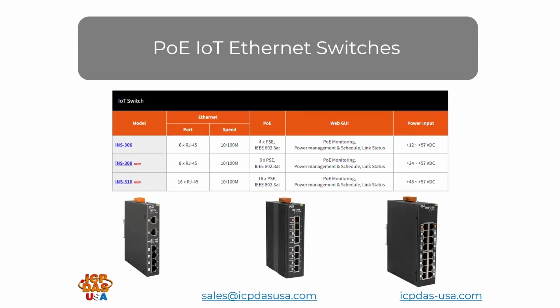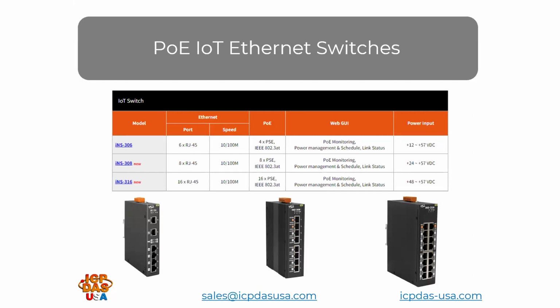These are our INS or IoT network switches. We offer 6-port, 8-port, and 16-port versions. Note that for the 6-port version, only 4 of the ports are PoE enabled. With this, it has 4 PoE ports and 2 standard ports, which can share data to just standard Ethernet switches without the added cost of having to pay for those extra 2 ports.